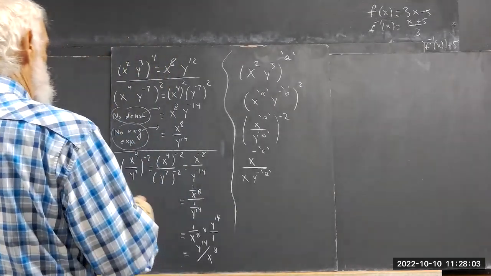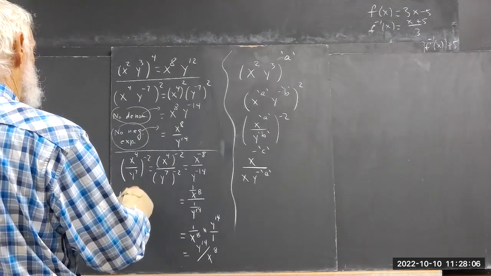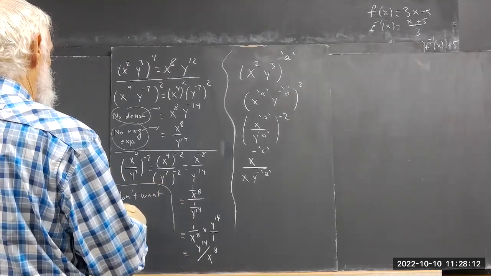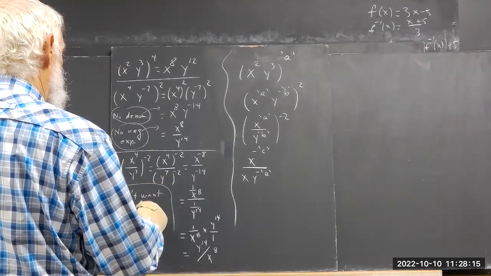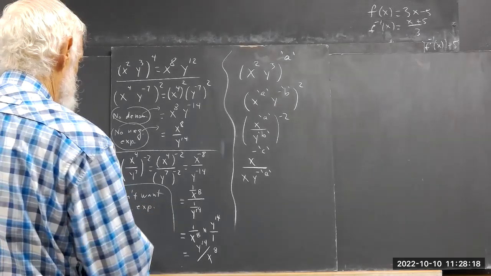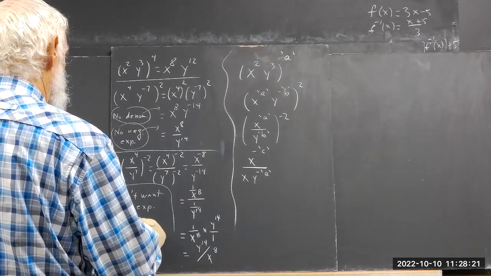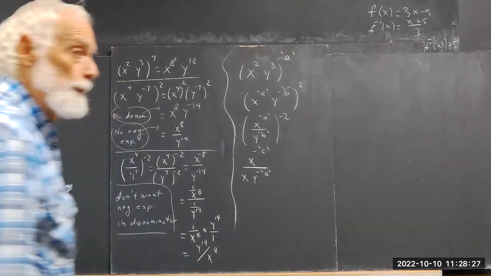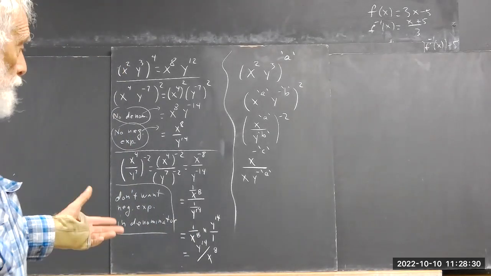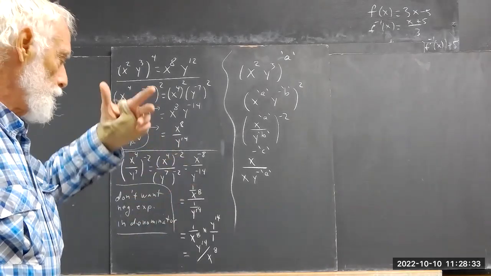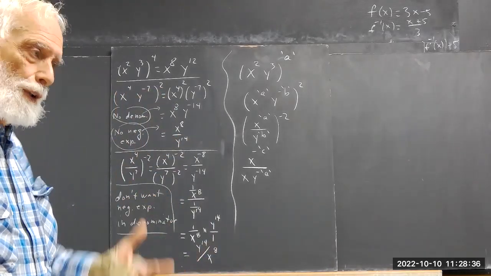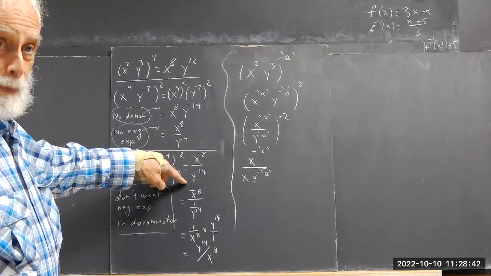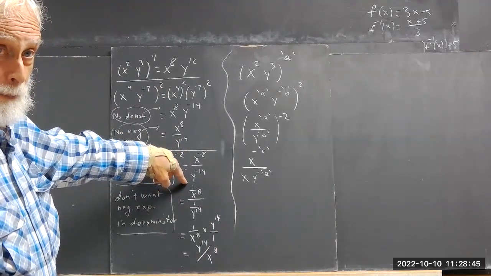Okay. You don't want negative exponents in your denominator. That's basically what you don't want. I said if you had negative exponents and you had denominators, you don't want that. Yeah, you pretty much don't want negative exponents in denominators anyway. But the main thing you don't want is negative exponents in the denominator.